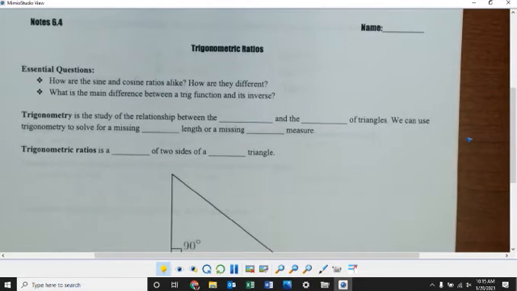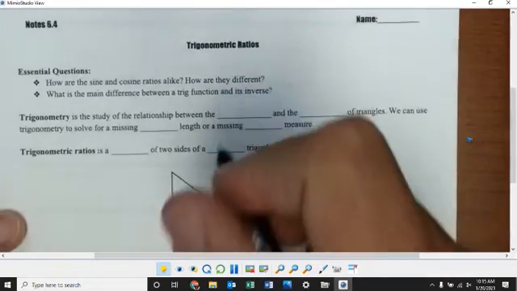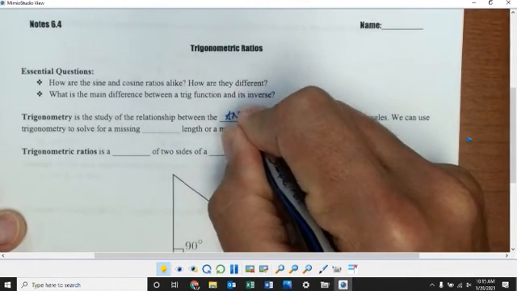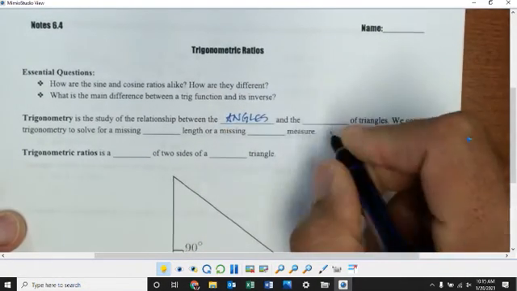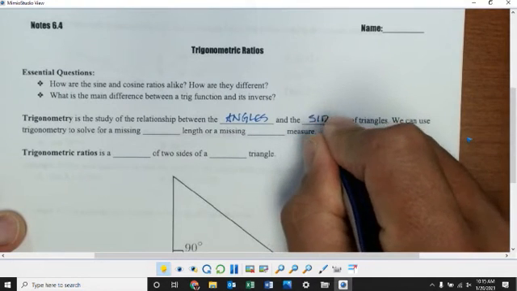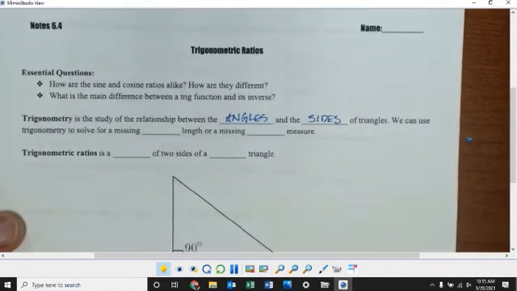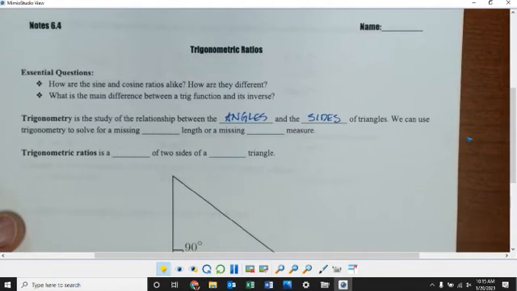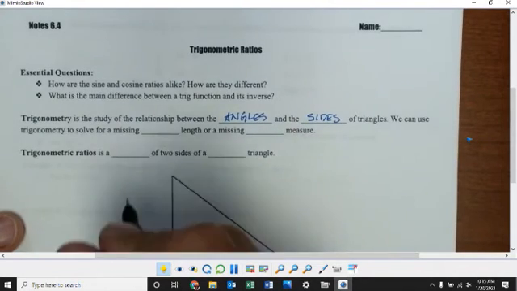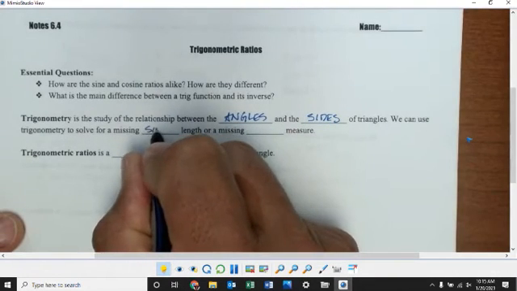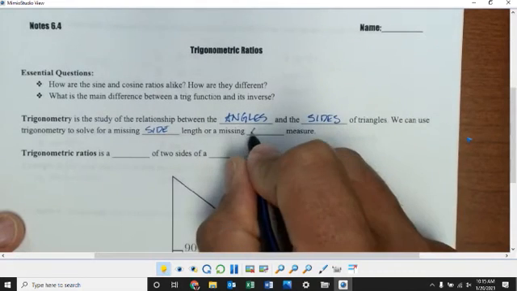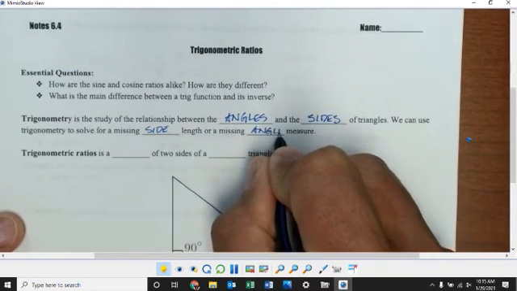All right, we are going to learn today about trigonometric ratios. It's trigonometry. Trigonometry is the study of the relationship between the angles and the sides of triangles. We can use trigonometry to solve for a missing side length or a missing angle measure.